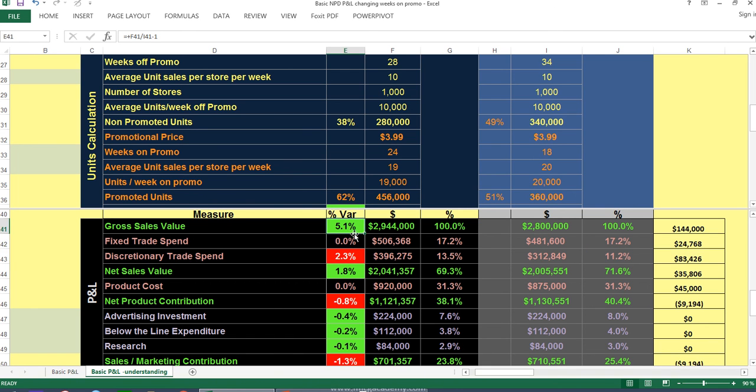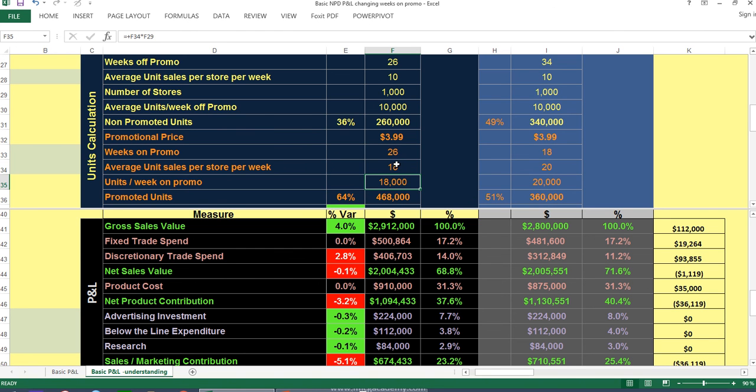Your gross sales is up, which actually means nothing. Your net sales is up 1.8%, which is a positive. Your net product contribution actually is down, so you lost $10,000, which then cascades down to the sales and marketing contribution, assuming your advertising investments remain the same. So these are some of the implications you see just by changing weeks. If the retailer went for 26 weeks and this dropped to 18, for example, you can see how minor the changes are and how immediately they can impact the P&L.